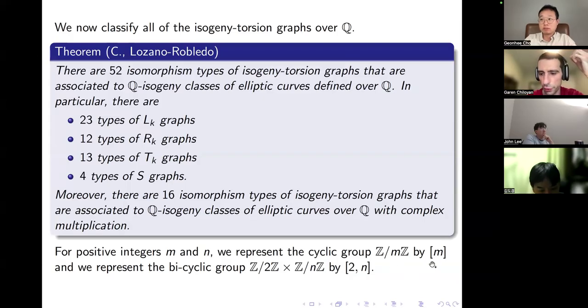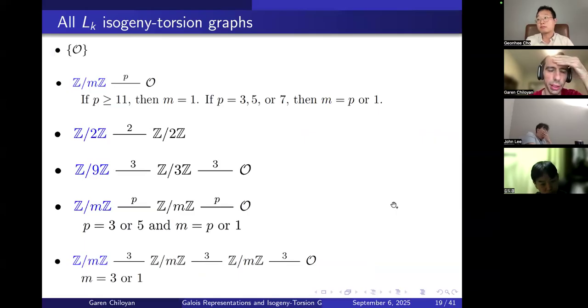For future reference, this bracket M means a cyclic group of order M, and this bracket 2, N means a group of the form Z mod 2Z cross Z mod NZ. N is some integer greater than or equal to 2. So 2, 4, 6, or 8. So now let's quickly go over all the isogeny-torsion graphs. Here they are. These are all the linear isogeny-torsion graphs.